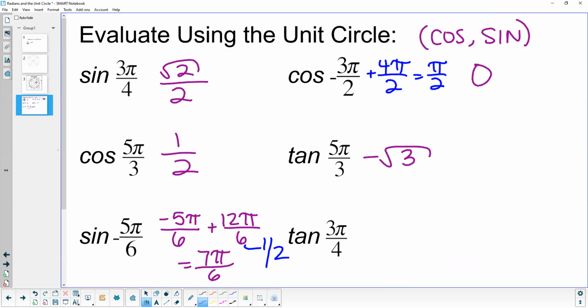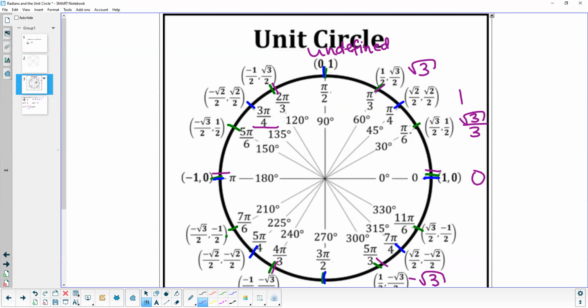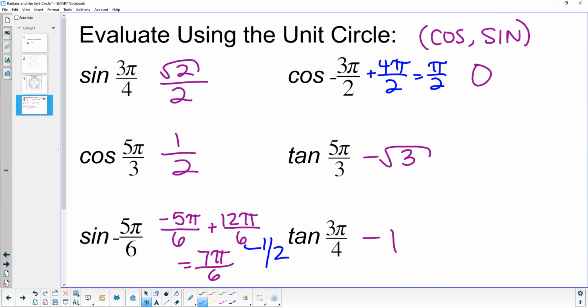And then the tangent at 3 pi over 4. Well, 3 pi over 4 is here. It's straight across from the root 2 over 2, root 2 over 2, which has a tangent of 1, but it's got opposite signs, so this is negative 1. So you can see how we can just use our unit circle and our tangent values to evaluate all the way around the circle. But in this case, we're given radians rather than degrees.